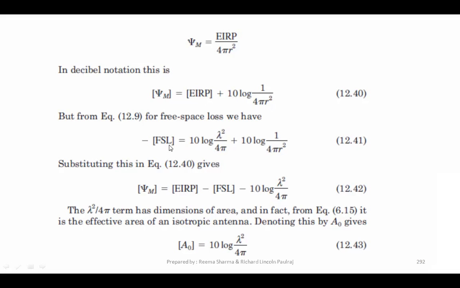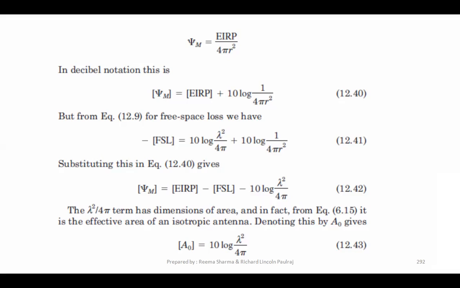Then FSL is your free space loss, 10 log lambda square by 4 pi. So ultimately, the final value that you'll have to remember is your EIRP minus free space loss minus your 10 log lambda square by 4 pi. This lambda square by 4 pi term has the dimensions of area. It is dependent on how your antennas are and on those parameters, and it is specifically referring to something called an isotropic antenna.